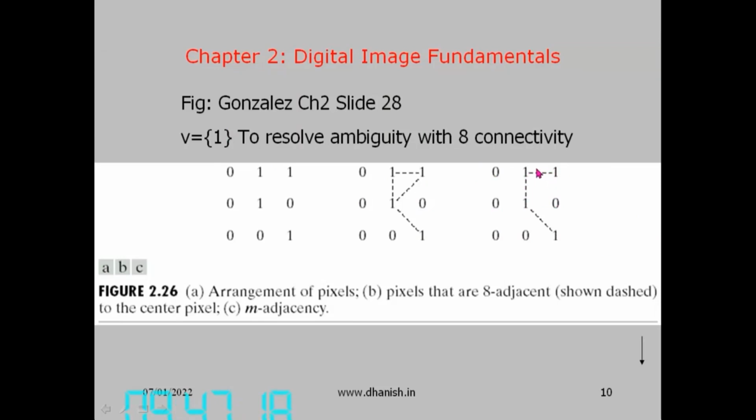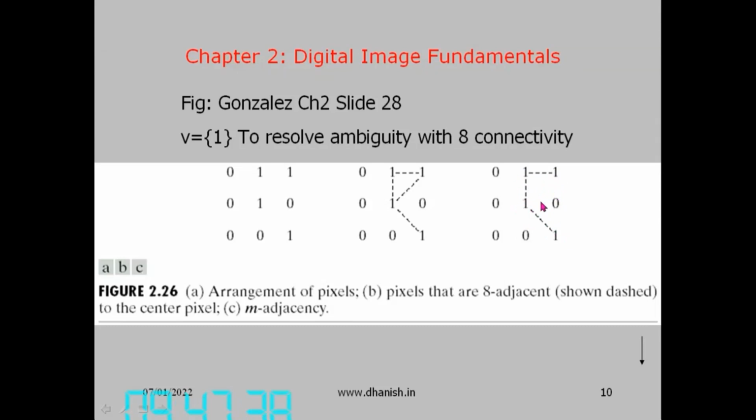So the boundary is like this. It cannot go through like this. So to avoid this, we use M connectivity. So these two pixels are not M connected, but these two pixels are M connected.